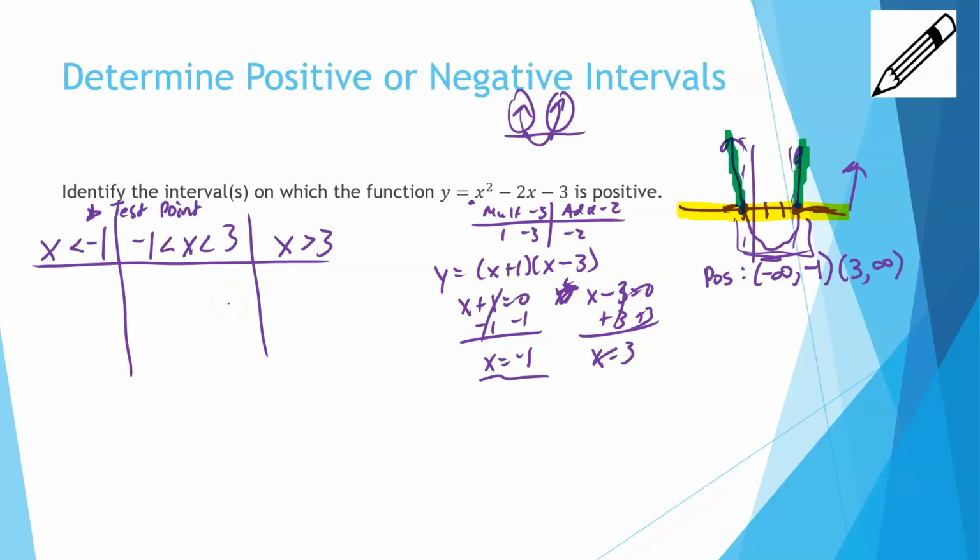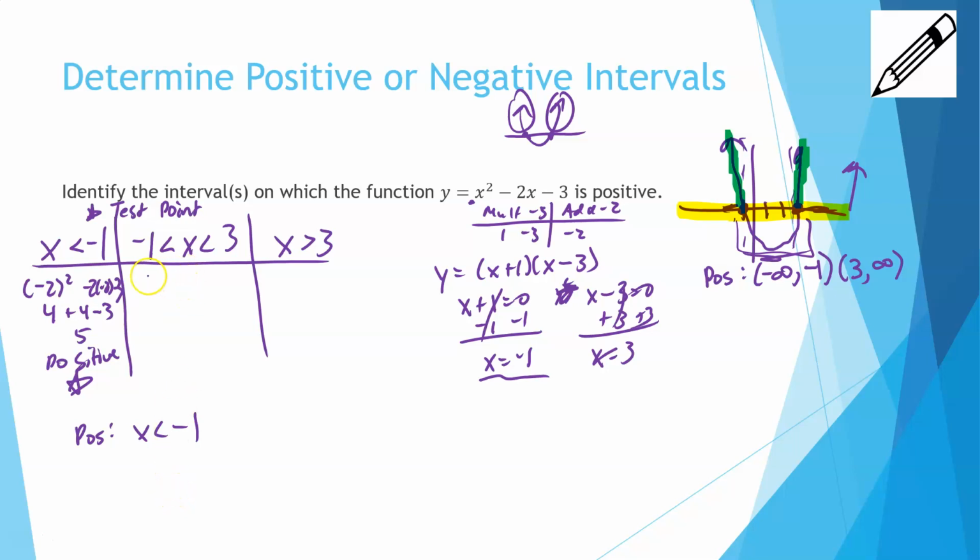in every section. So I would pick a number less than -1, so let's say -2. I would plug it back into the original problem. -2 squared is 4, plus 4 minus 3. 8 minus 3 is 5. And because I got a positive answer in that interval, this is one of my solutions. So I would say it's positive when x is less than -1.